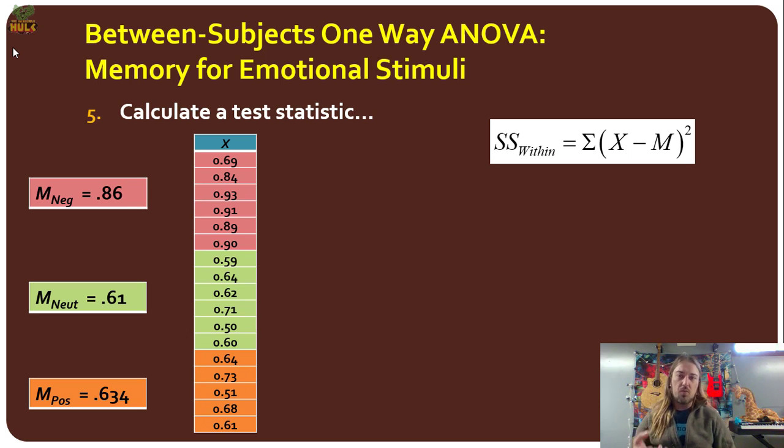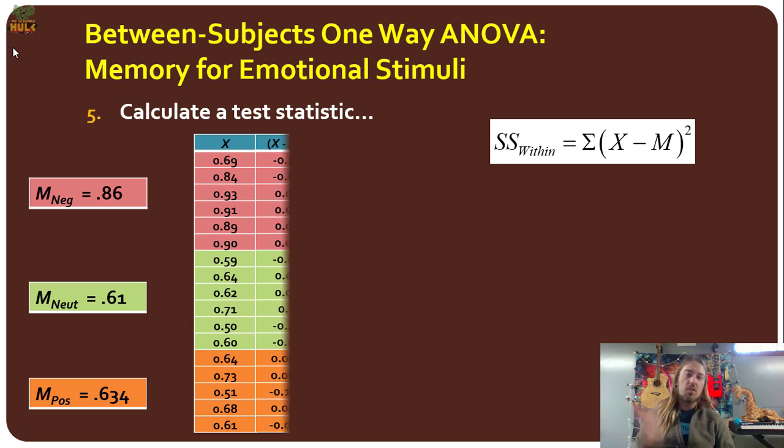So for all those red ones that correspond to negative, we'll be subtracting off the mean of negative, which was 0.86. So 0.69 minus 0.86 and 0.84 minus 0.86. Then for the green ones, we'll be subtracting off the mean of neutral because those are neutral values. So we subtract off 0.61 from each of those. And then finally for the orange ones, we subtract off the positive mean, which is 0.634.